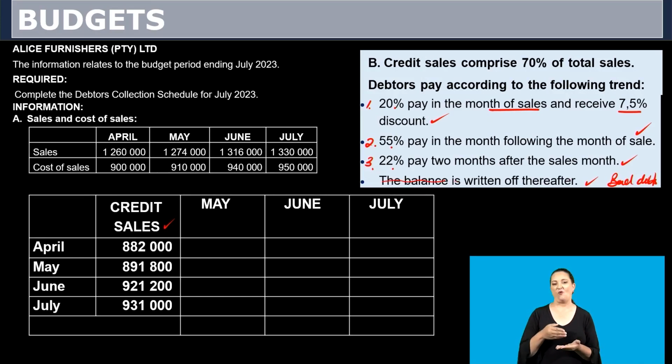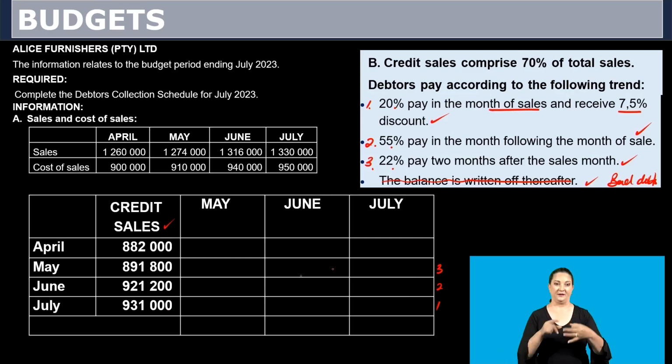I'm not going to collect that one. I will not collect the bad debts. So I'm only going to collect in 3 months: 20%, 55%, and 22%. I call the 20% 1, same month. That means if I sell in July, I collect in July 1. Then the month on top becomes 2, and the following month becomes 3.